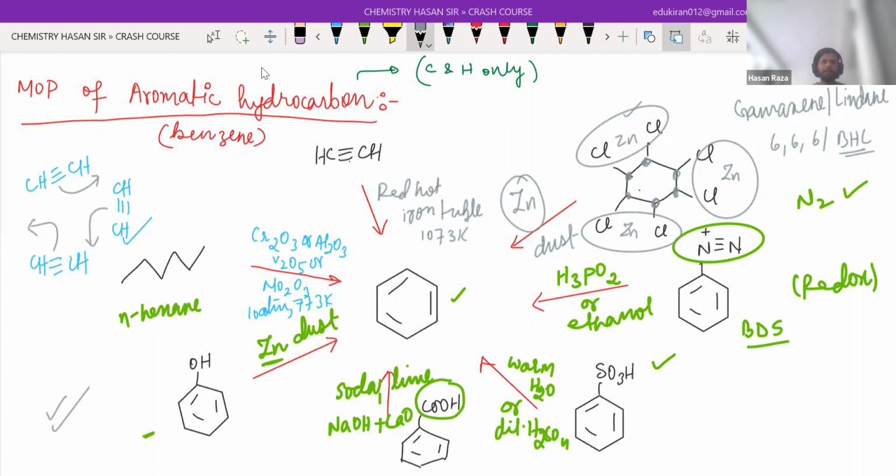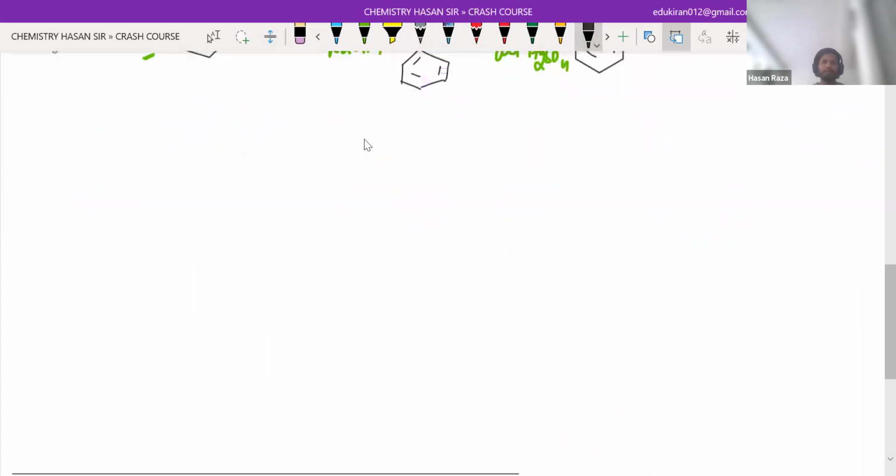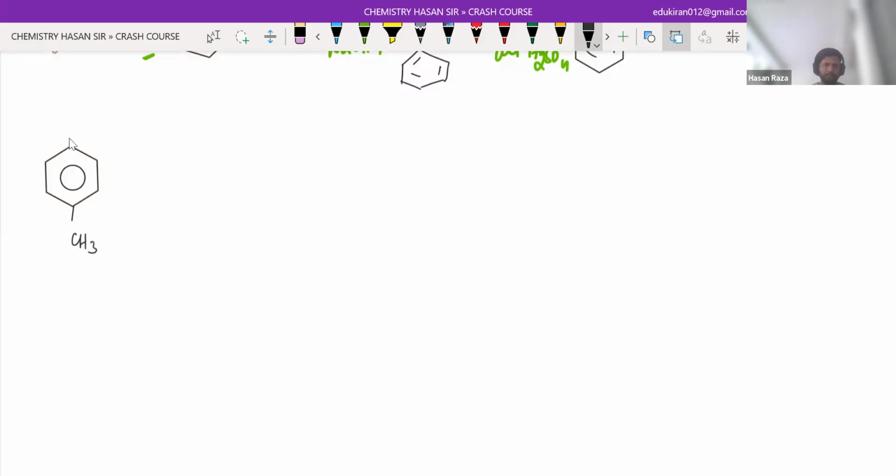I'm going to change the slide and give you a question on this. So can you do this reaction? You need to convert this into toluene. Please do it.